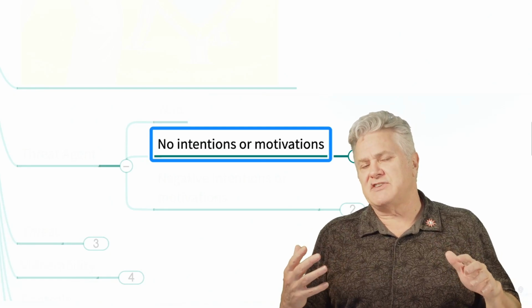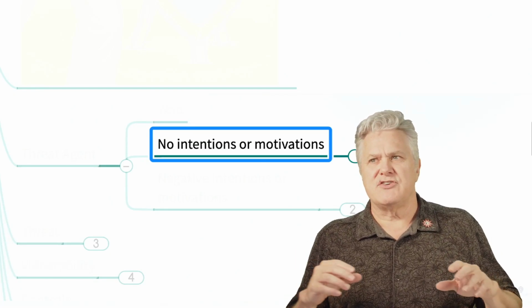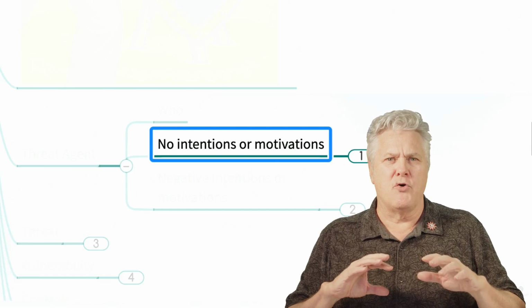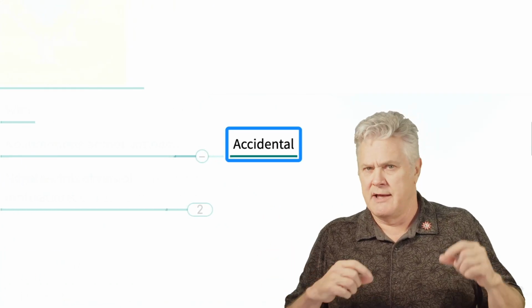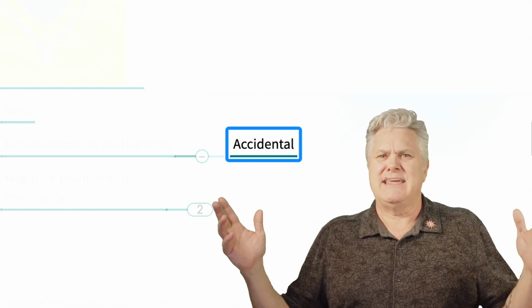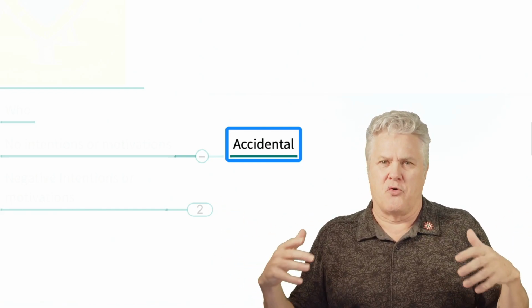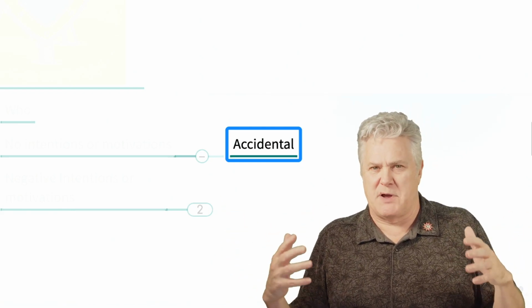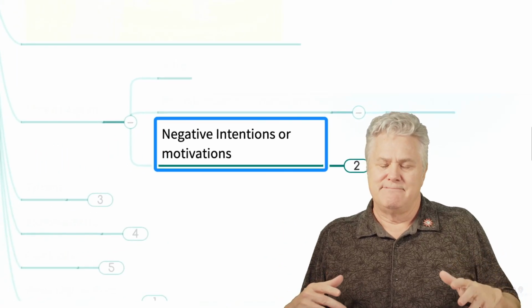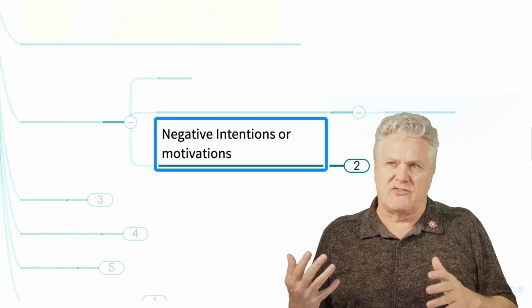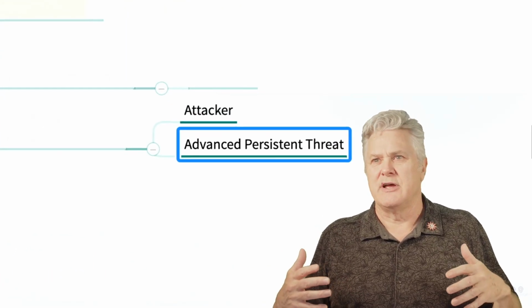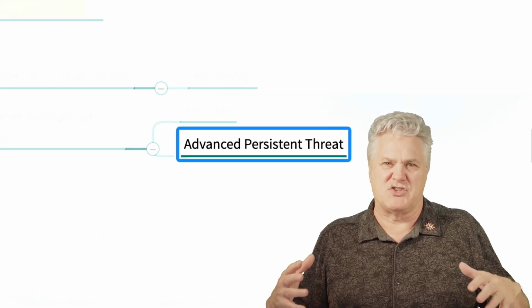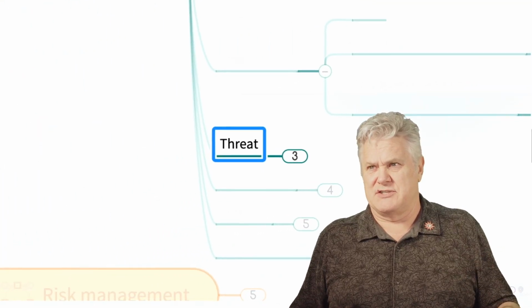The threat agent is the who. In the case of threats and vulnerabilities, sometimes there is no intention or motivation, and that could be because it's accidental. This happens with employees making a mistake, kicking the plug out of the server or of the rack or whatever it is by mistake. That happens. Most of the time, what we're really focused in on is negative intentions or motivations, and these are attackers or things like advanced persistent threats, which are long-term attacks against us.